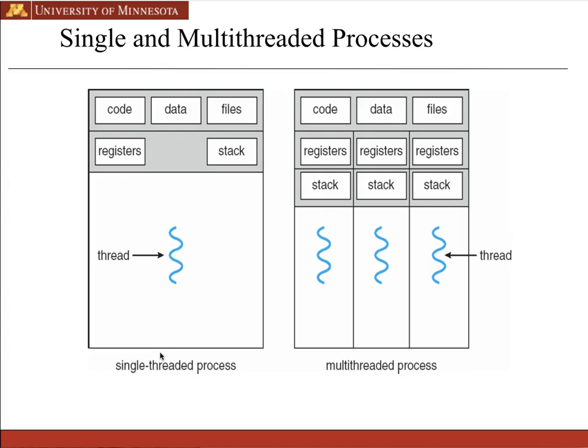Now the code, the data, and the files on the top are still the same, and the files, being the file descriptors and the file table, can be shared not only across the process, but also when you do a fork and you have two separate parent and child processes, both of those have access to it.